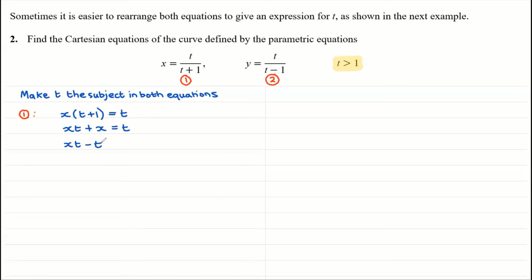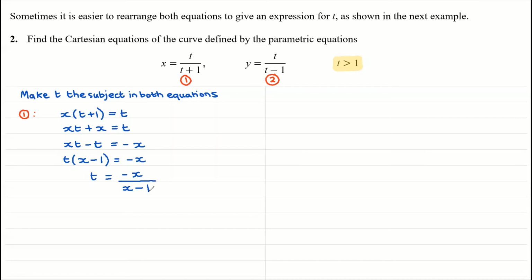Okay, and I'm going to subtract x from both sides. So there we have it. So we've now got all the t variables on the left-hand side. I can now factor them out. So we have t multiplied by x subtract 1 is equal to negative x. So therefore t is going to be negative x over x subtract 1.